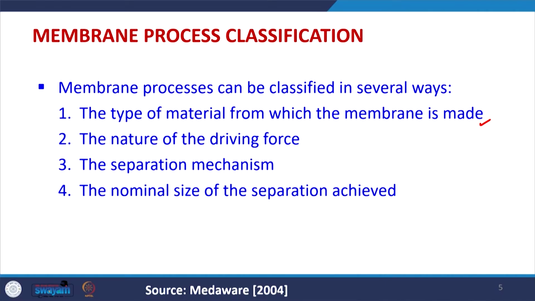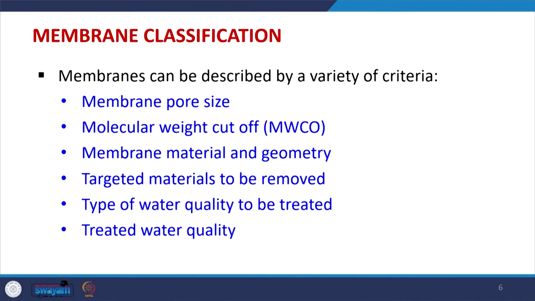Then, what is the nominal size of the separation? That will depend upon the pore size and the nominal size of the constituents that can be filtered out. So, depending upon that also we can classify the membrane processes into various types. So, this is possible, and membranes themselves can be described by a number of criteria. One thing is the classification of membrane processes, another is how membranes themselves can be classified or described.